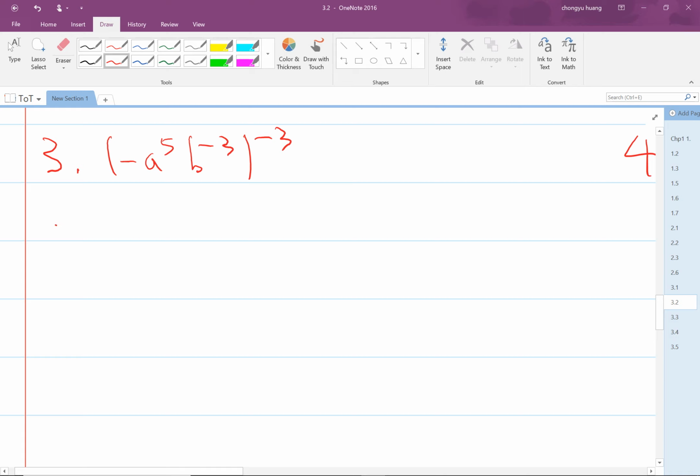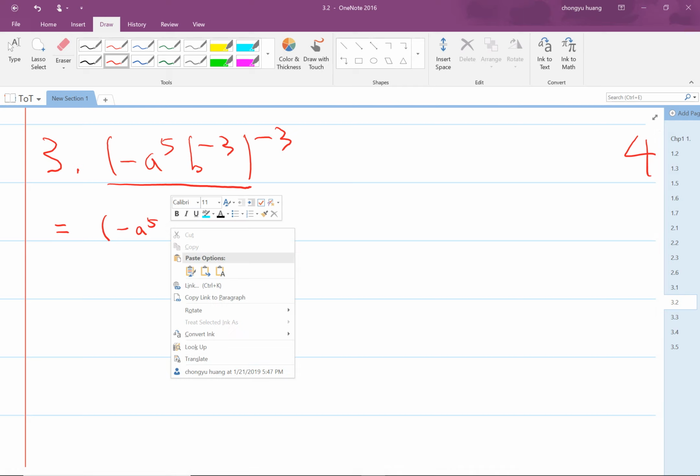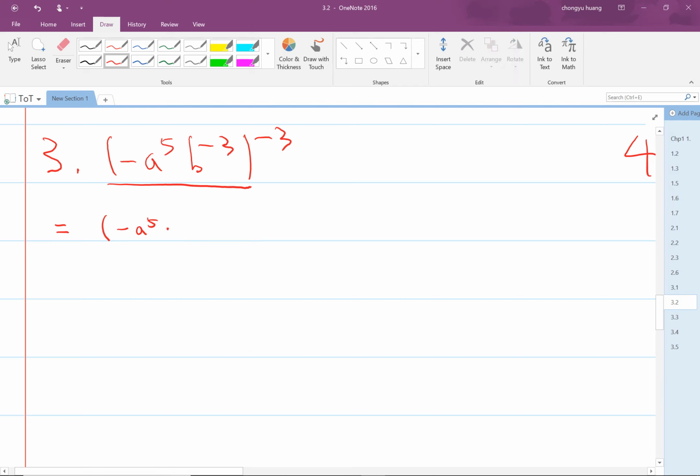So remember before, we always have to simplify the thing inside first. So what we're going to do over here is simplify the things inside first. We've got a bracket -a to the power 5 multiplied by, remember before, b to the -3, which just becomes 1 over b to the power 3, and then we have bracket -3.